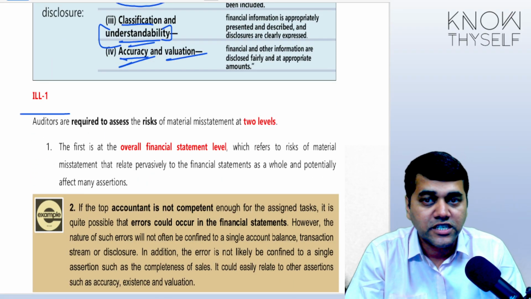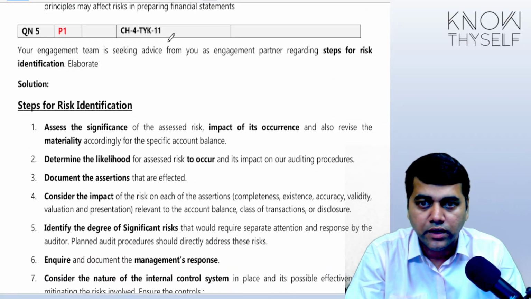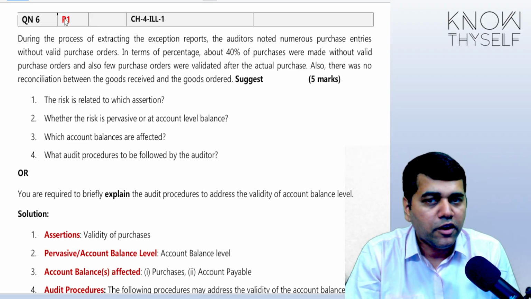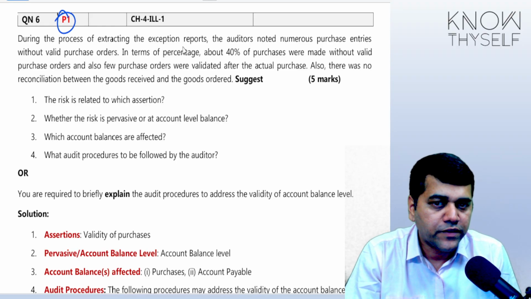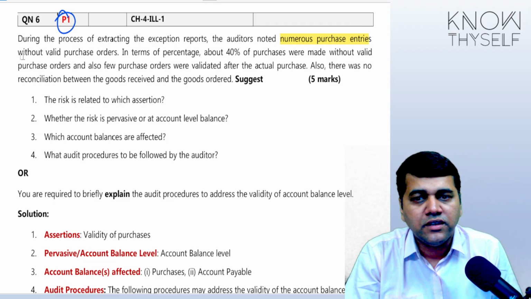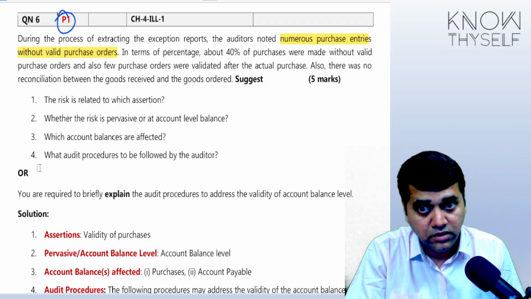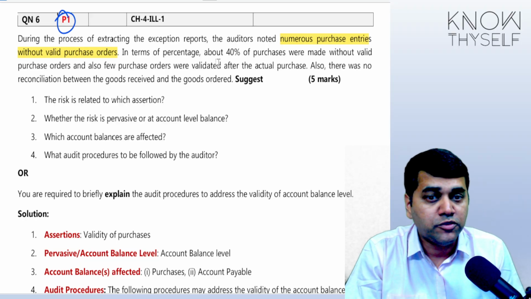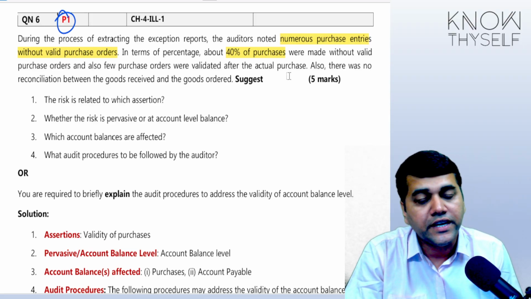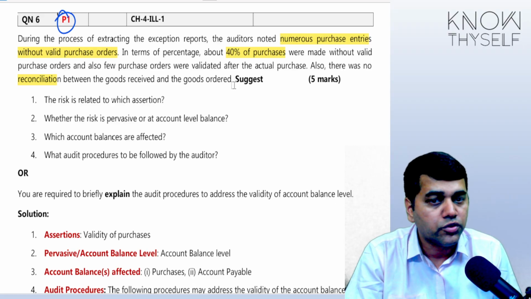Okay, so let us see illustration number 1. There is your illustration 1. Yeah, one small thing, up and down has happened. Now I have marked it as priority 1. During the process of extraction of exception reports, auditors noted numerous purchase entries without valid purchase orders. That means orders were not there and you have posted so many entries. Is it fake? Is it unauthorized? We don't know. In terms of percentage, 40% of the purchases were made without orders only, and a few orders were validated after purchases. Also, there was no reconciliation between the goods received and goods ordered.